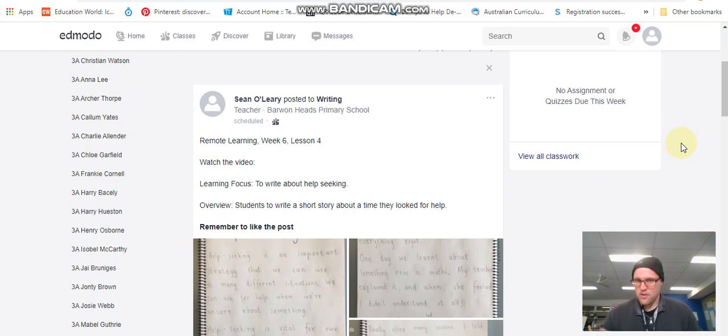So, as you know, Fridays are always a pos ed focus. Today, we're not going to look at a character strength. We're going to have a look at help seeking, which is a really good strategy for us at the moment, considering that you're learning from home.